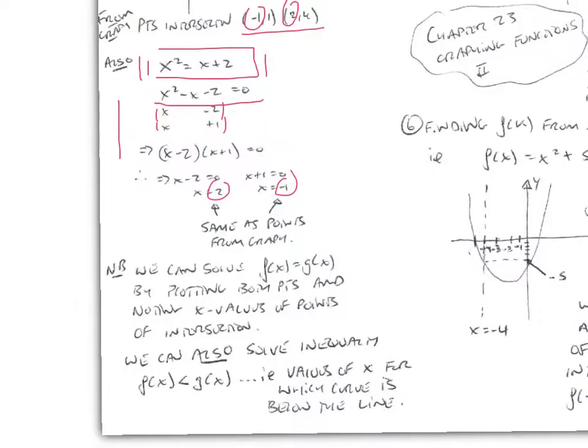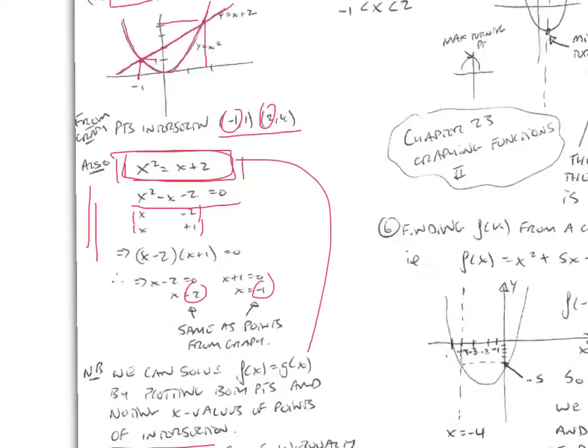Okay, so we can solve f(x) equals g(x), which is what we've done there, by equating these two, or by plotting both graphs and noting the x values of the points of intersection. So they are the x values of the points of intersection, and we could put those back into our equations to find the corresponding y values.